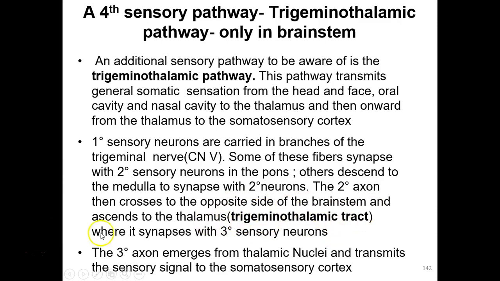This will ascend to the levels of the thalamus, where it synapses with separate nuclei there, and eventually third order sensory neurons emerge from the thalamic nuclei and transmit the sensory signal on to the somatosensory cortex. Okay, so again, this is a pathway only found in the brainstem, but it is the means by which general somatic sensation from the head and face area, the oral cavity, nasal cavity, is relayed to the thalamus, and then onward from the thalamus to the somatosensory cortex.